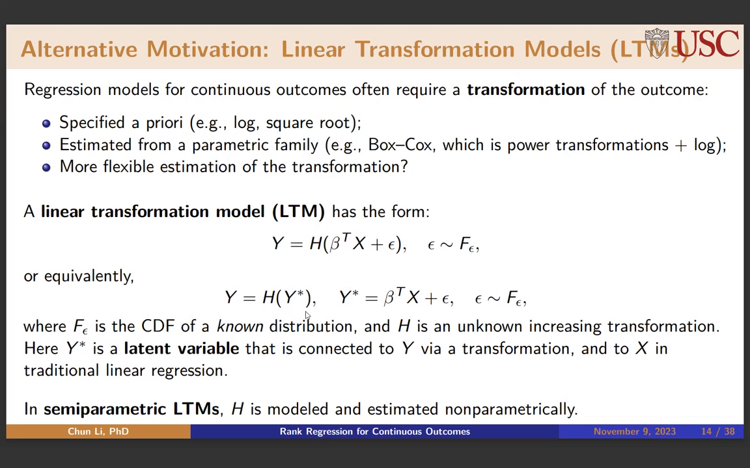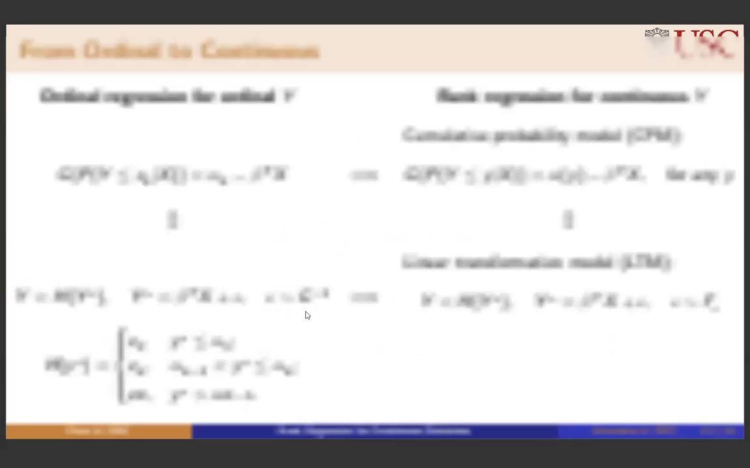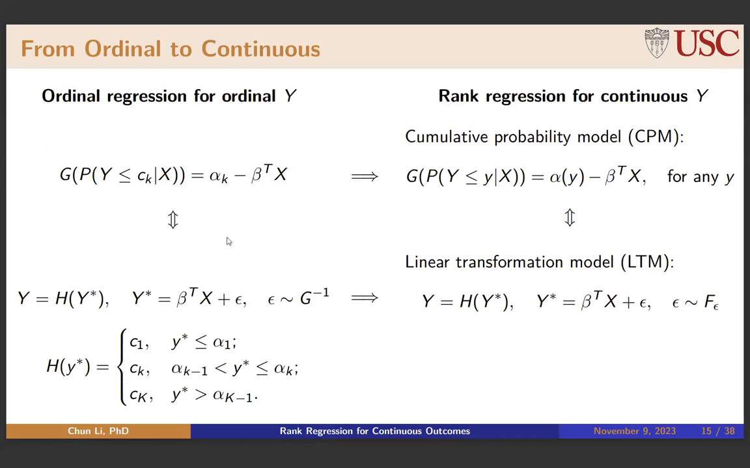It turns out these two models are the same. It's hard to see because they seem to have very different motivations and directions. But I already talked about the ordinal regression model in this format, and we also talked about the ordinal regression model in this format. Now you see, I motivated continuous outcome, rank-based regression in this format. We call it CPM in this format, and LTM in this format. And it's not hard to prove they are equivalent.